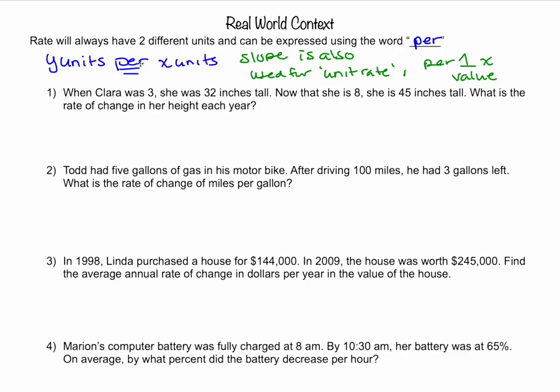So when we read our real-world context problems, we have to understand what our two different units are and which one are our y units and which one are our x units. So it would be y units per x units.